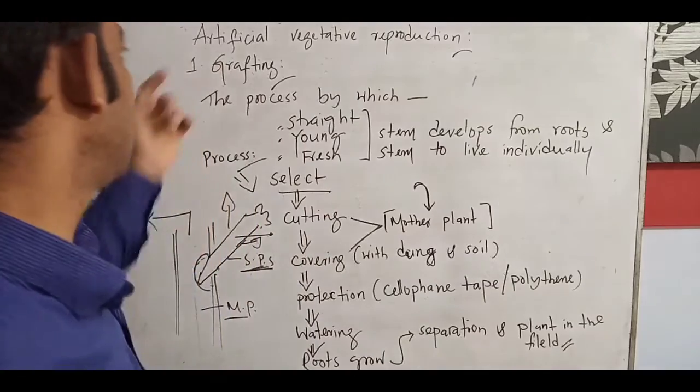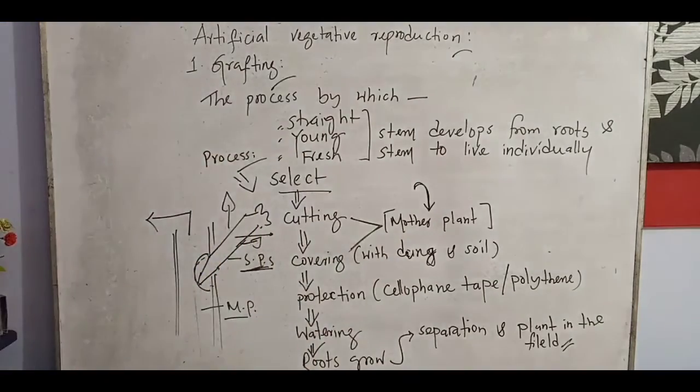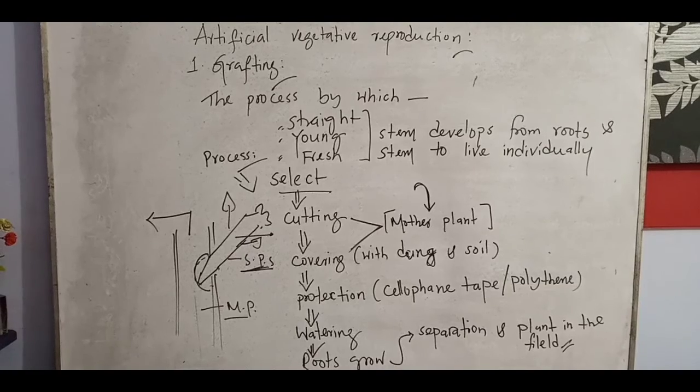Now the second process of artificial reproduction, artificial vegetative reproduction, we will go through and understand now.